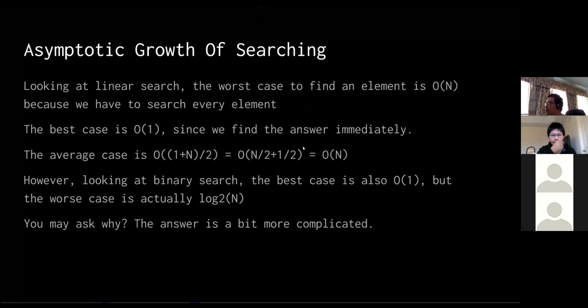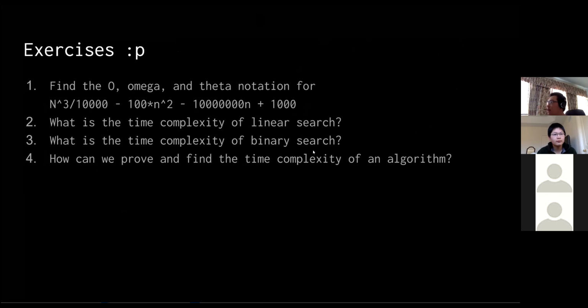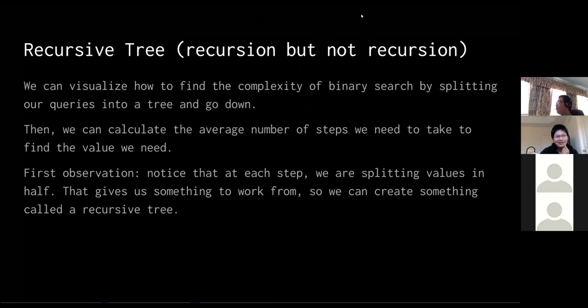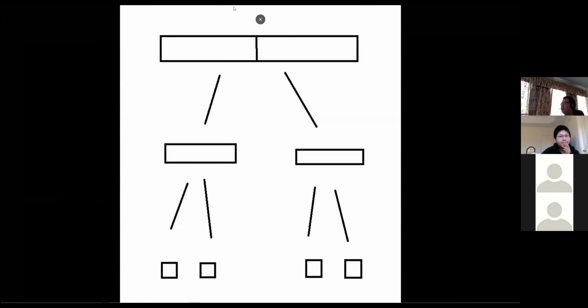But the observation is that each step we're splitting values in half. That is our observation. Now you might think, oh, but isn't that just trivial? It is trivial, but there's something we really, really care about, right? Because when we split things in half, we're always splitting stuff in half, right? And what we can create is something called a recursive tree.